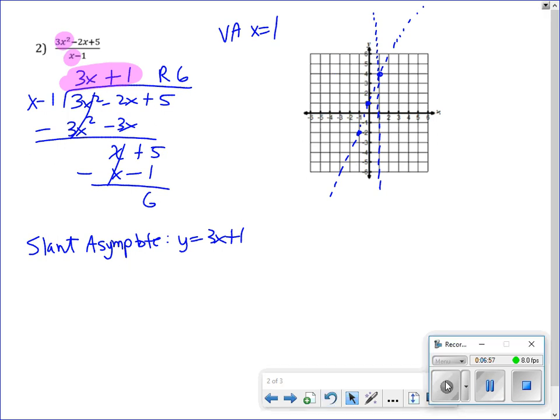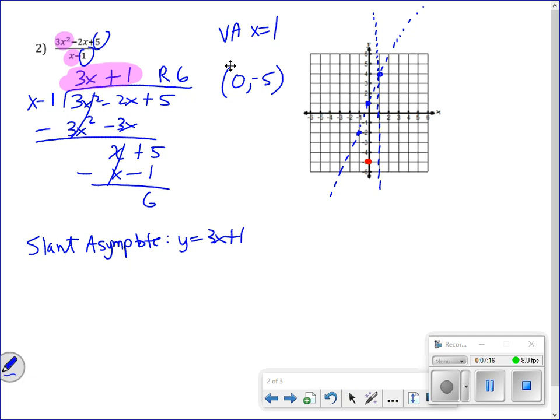Before I go to the calculator, let's do some intercepts and everything. If I let x be 0 in this problem, I get 5 over negative 1. So the y-intercept is negative 5. We can go ahead and mark that.